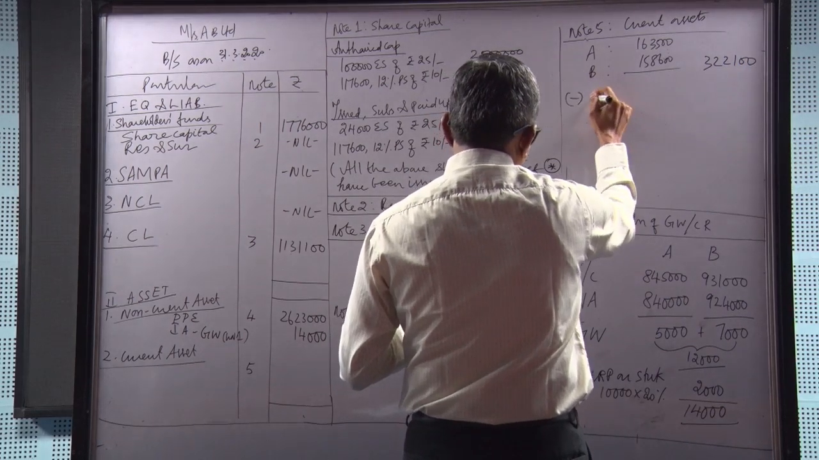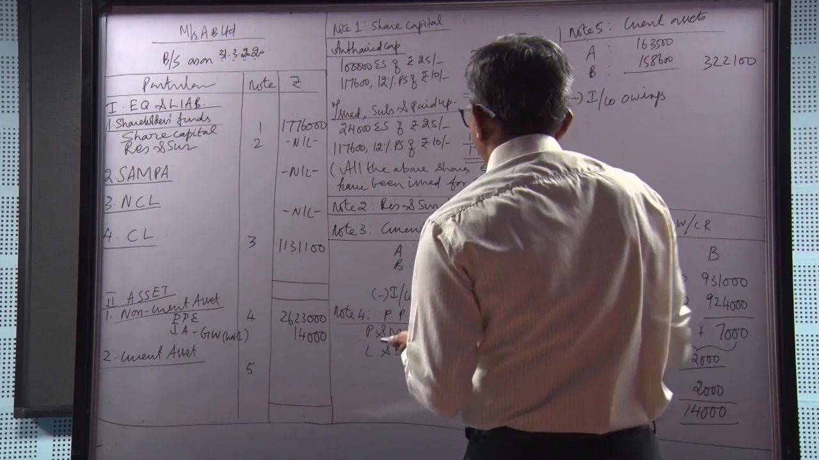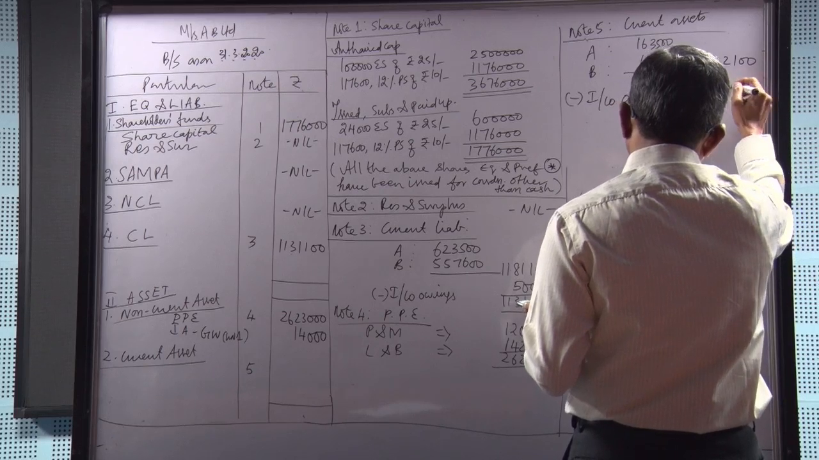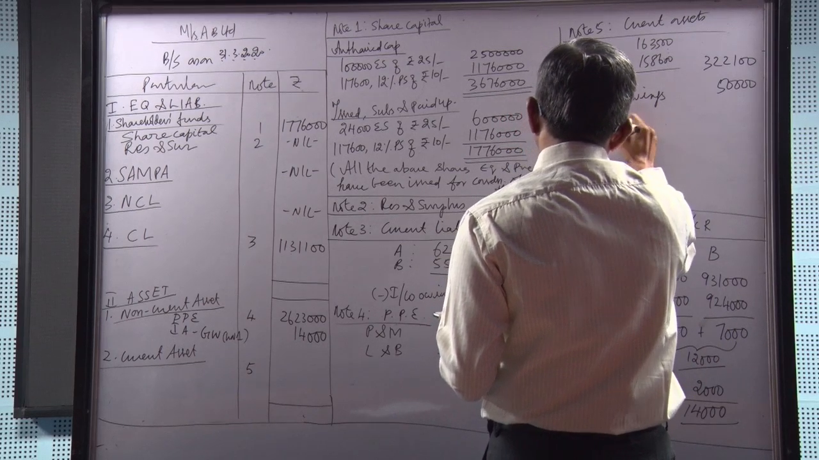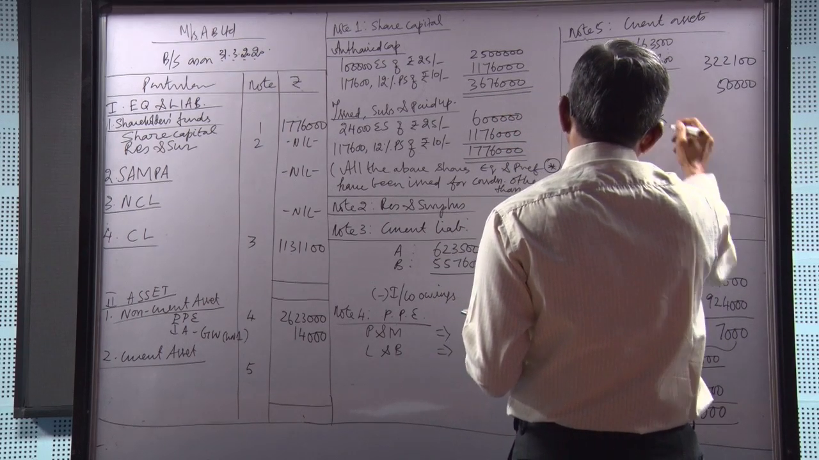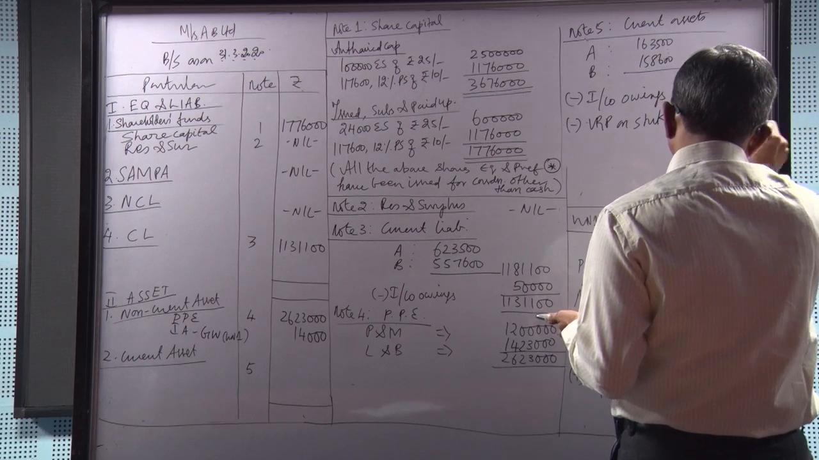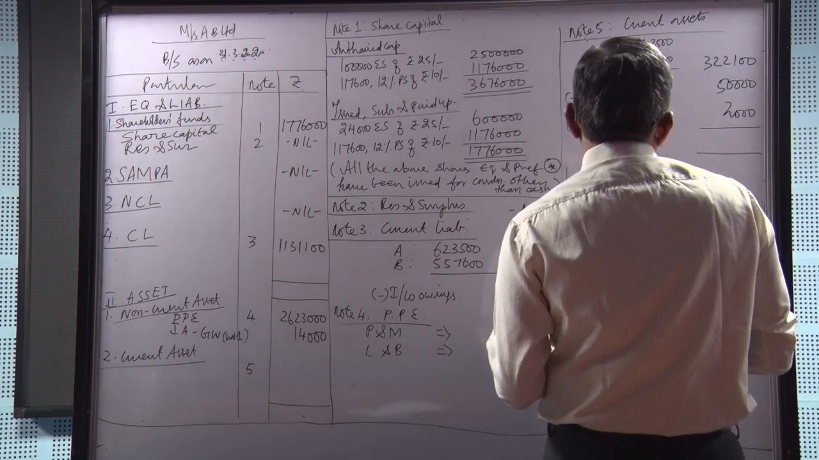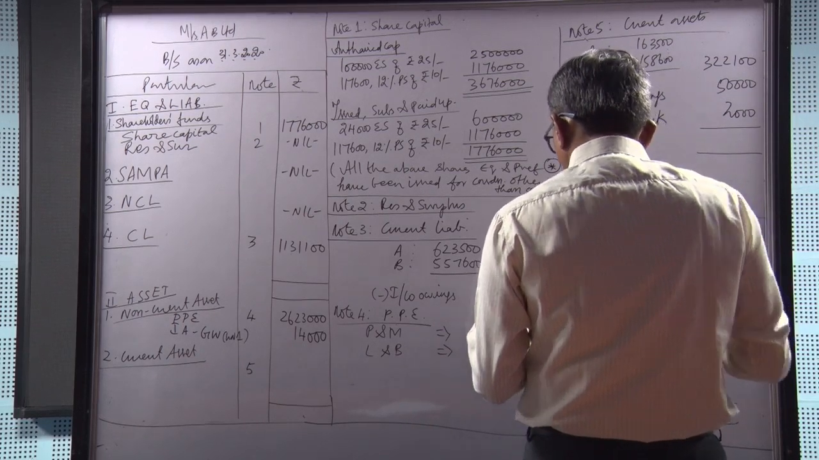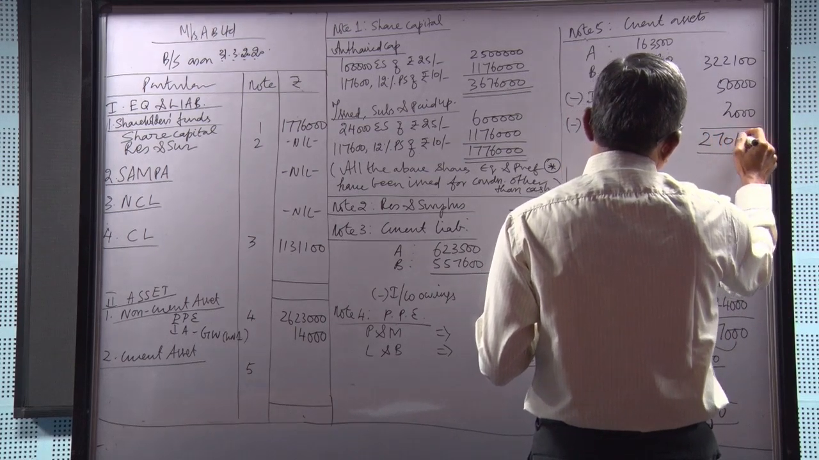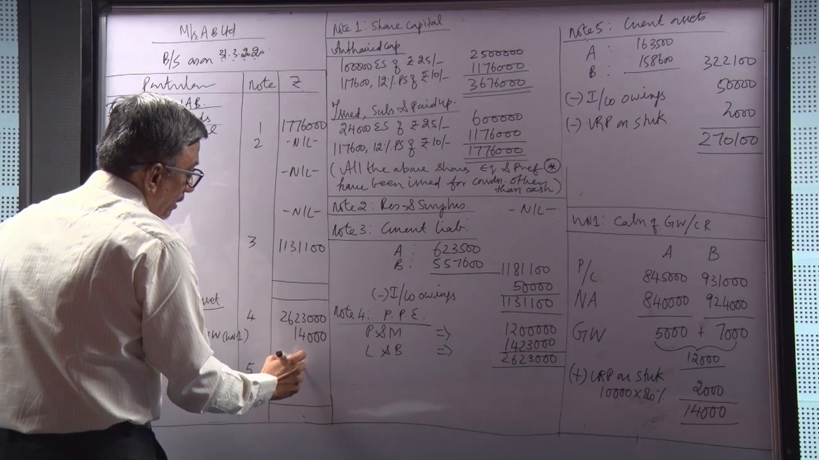From this you have to deduct the intercompany owings. See, we deducted 50,000 in current liability. The same 50,000 is deducted in current asset also. Similarly, there is unrealized profit on stock. Stock includes 2,000 of unrealized profit. That also we have to deduct, 2,000 rupees. So therefore, what is the balance? Minus 50,000 minus 2,000. That will be 2,70,100. That should be shown in current assets, 270,100.